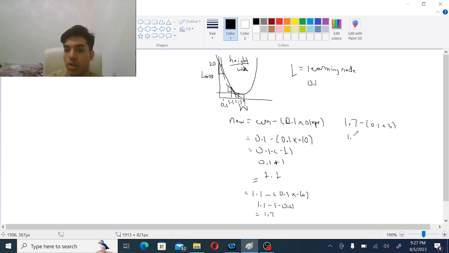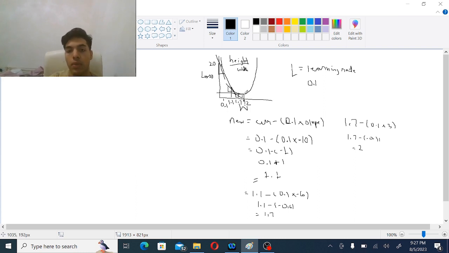So this is going to simplify to 1.7 minus 0.3, which will be equal to 2. So we're going to jump all the way up to 2, which is our optimal. We've finally reached the optimal value.